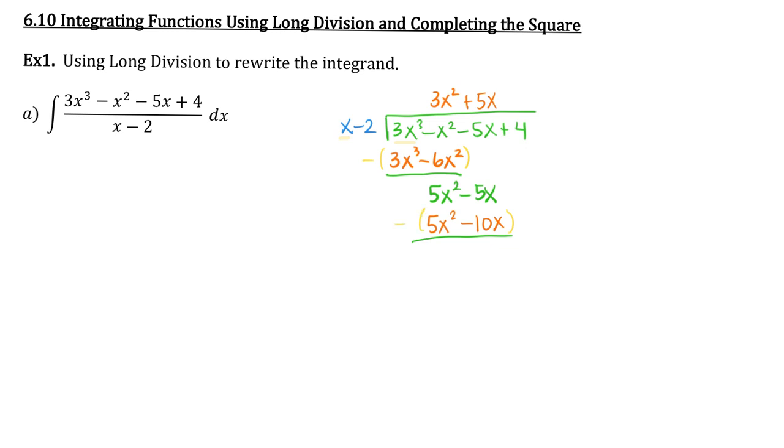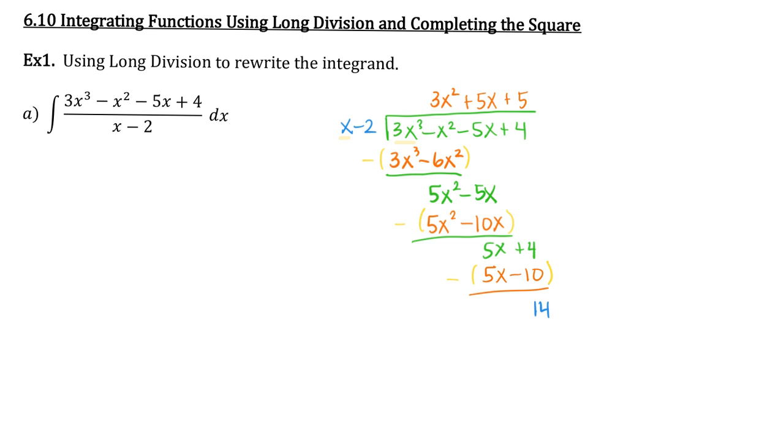5x squared minus 5x squared cancels. Negative 5x minus negative 10x is negative 5x plus 10x, which is 5x, and then I'm going to bring down the 4. And then to multiply x to get 5x, I multiply by 5. 5x minus 10, and then I'm going to subtract down. If I subtract 4 minus negative 10, I get 14.